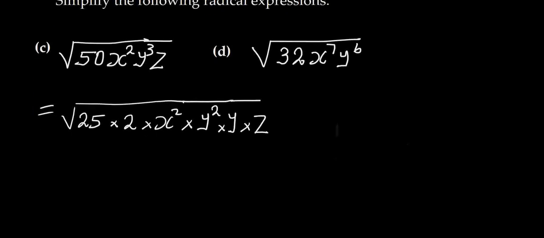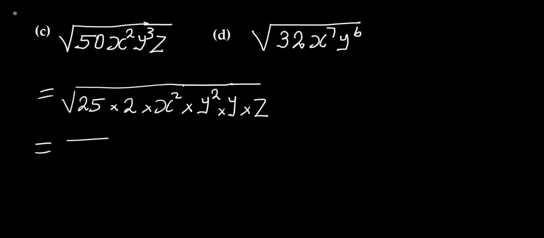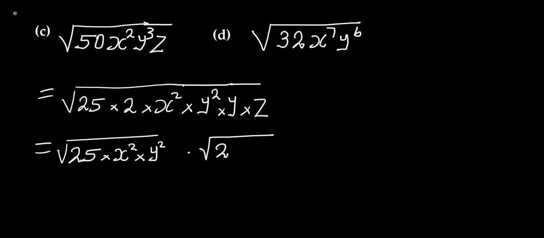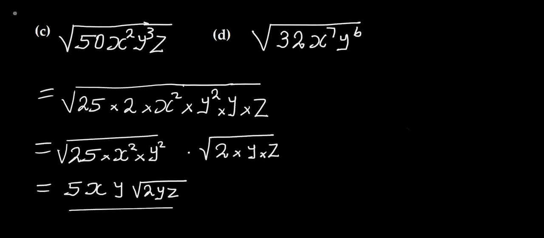Alright, so now we can express this as a product of two radical expressions where we have all the perfect squares in the first radical. So 25 times x squared times y squared, and the radical of 2 times y times z. So this will be equal, square root of 25 is 5, square root of x squared is x, square root of y squared is y. So now we can bring the radical of 2yz closer, and this is the answer to this question. I hope this makes some sense.